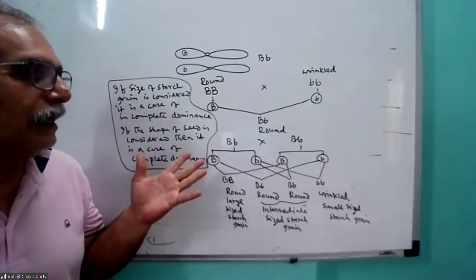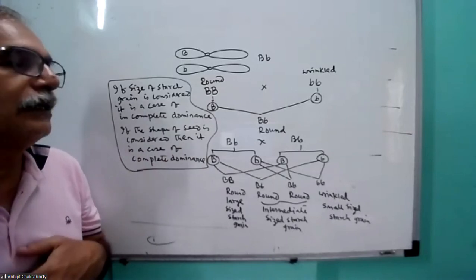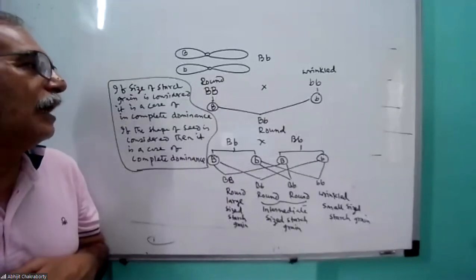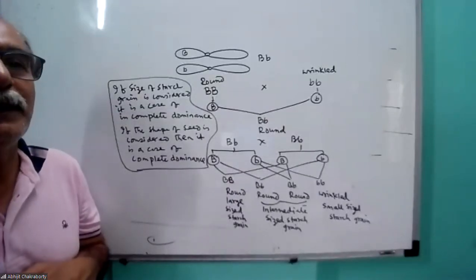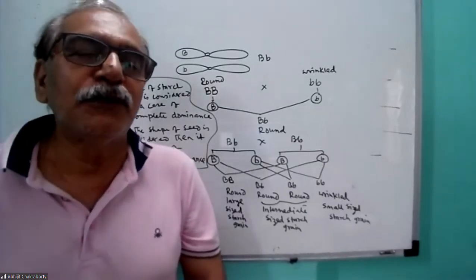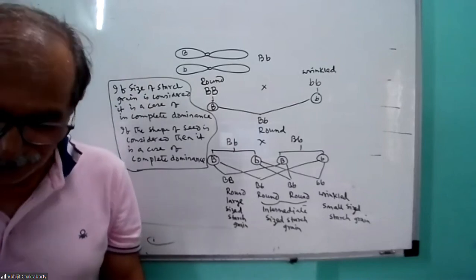Here you will get the case of both complete and incomplete dominance together. Considering the shape of the seed, it is complete dominance here. Considering the size of the starch grain, it is a case of incomplete dominance. So you are getting both complete and incomplete dominance together in the same example. Clear? Yes, sir.